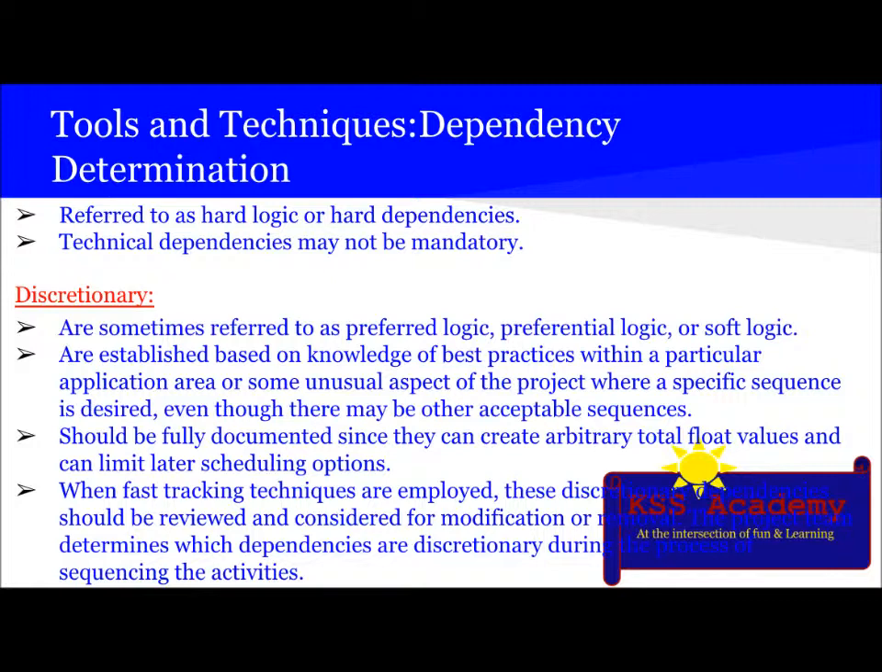They should be fully documented since they can create arbitrary total float values and can limit later scheduling options. When fast tracking techniques are employed, these discretionary dependencies should be reviewed and considered for modification or removal. The project team determines which dependencies are discretionary during the process of sequencing activities.